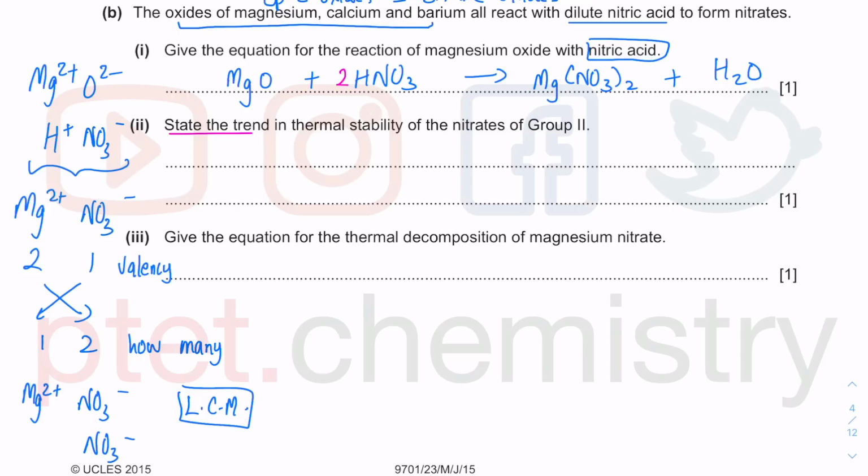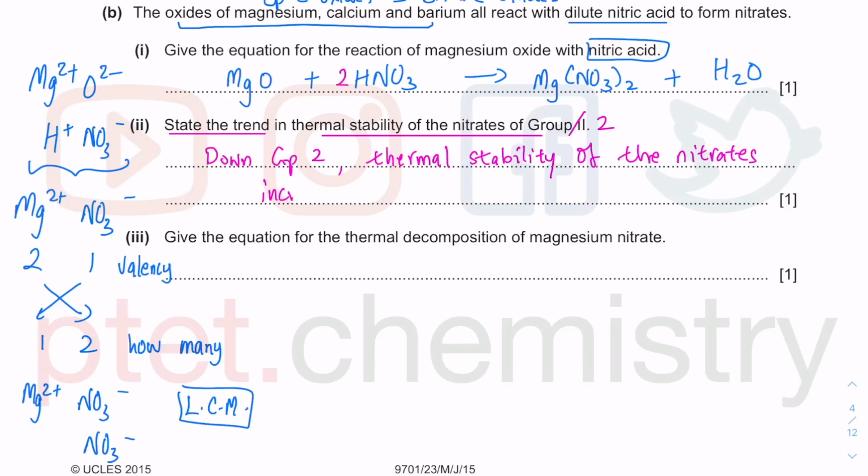The next one, just state the trend in the thermal stability, how stable it is to heat. So down group 2, the nitrates become more stable to heat, and therefore they want thermal stability, so I have to specify the thermal stability of the nitrates would increase. They become more stable to heat, so it increases in stability.